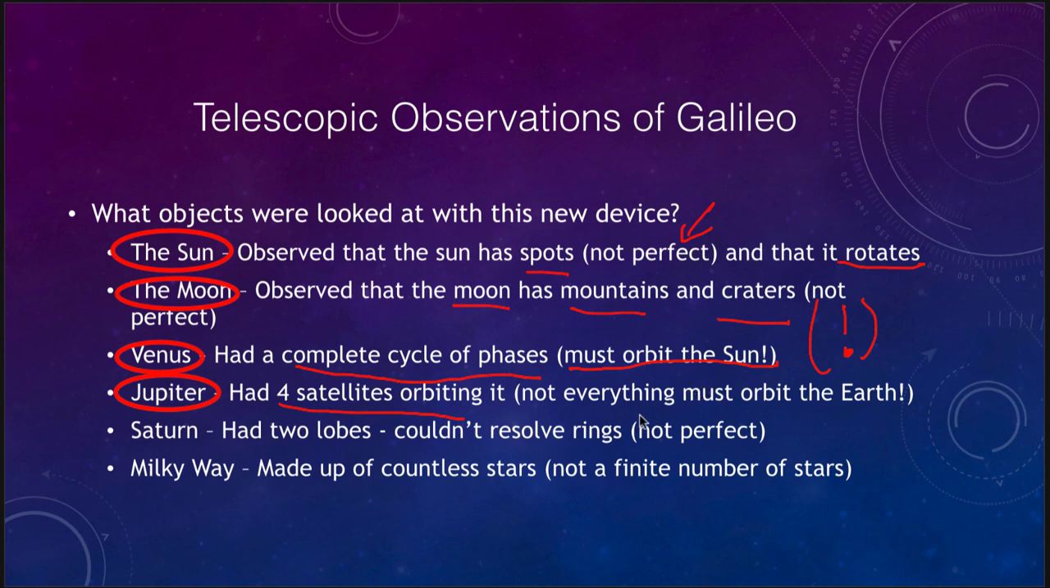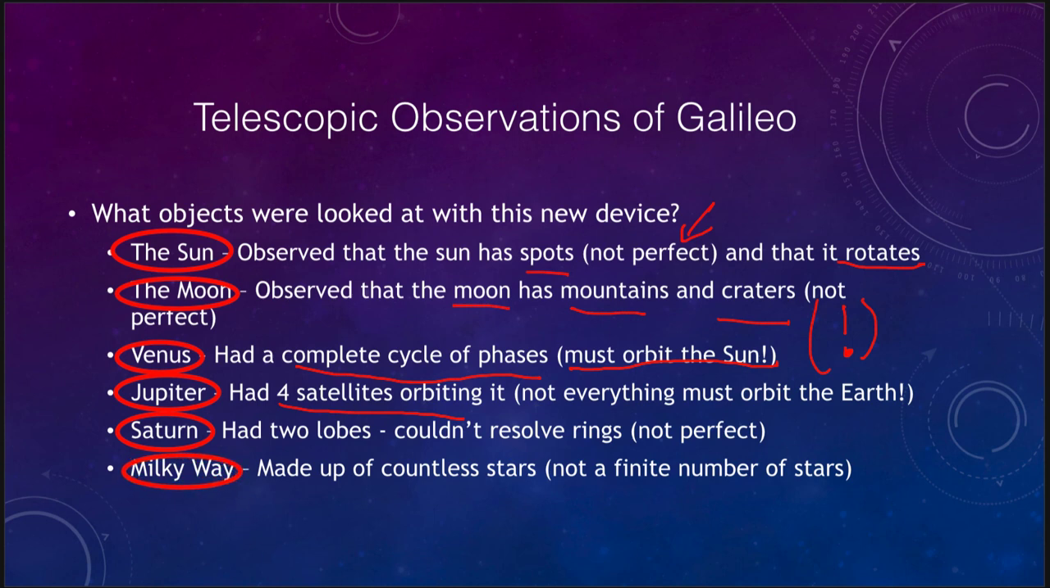So one of the problems with that was, how could an object move and not leave its moons behind? This was one example of what Galileo saw. He also looked at Saturn. He saw that it had two lobes on either side. He couldn't see the rings, but again, Saturn was something unusual, not this perfect spherical object. And he saw the Milky Way and saw that it was made up of countless stars.